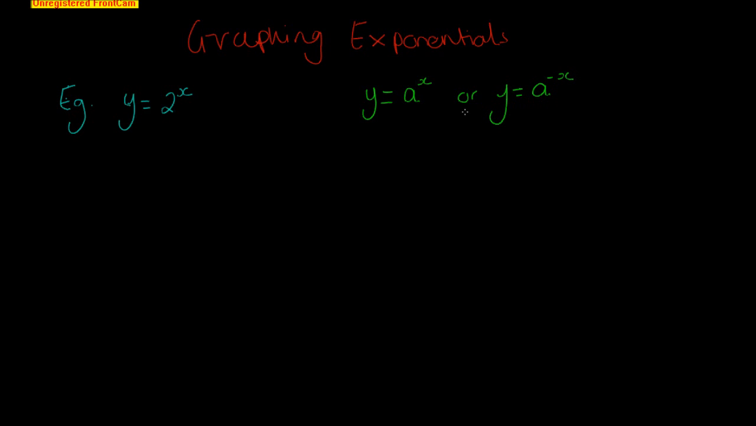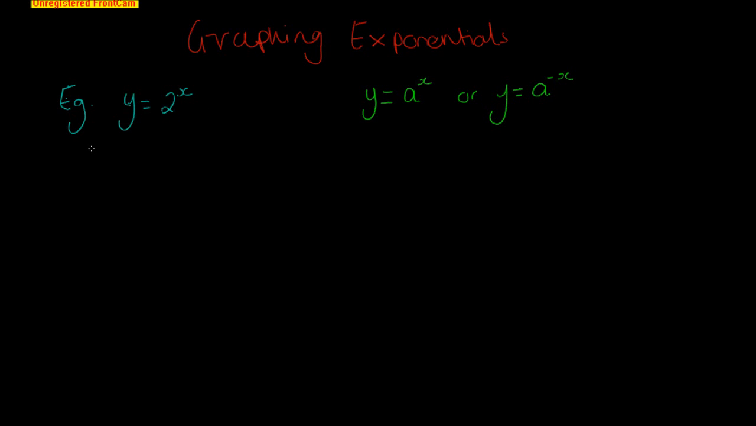Okay. So like with linear graphs, if you've got a negative x value, so negative x variable, then your graph is going to face or go up and towards the negative x values. And if you've got a positive x value, then your graph is going to go up and towards the positive x values. For the moment, when we're graphing exponentials, we're just going to do a table of values.